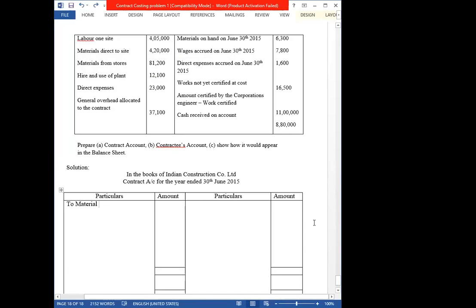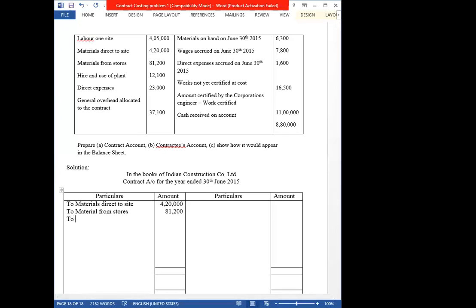So materials direct to site. This is nothing but directly they have purchased. 4,20,000. Okay. So direct to site. Next is material from stores. This also I am going to write as material from stores. I am using the same words given in the problem. So how much is it? 81,200. Next I am going to write the labor.